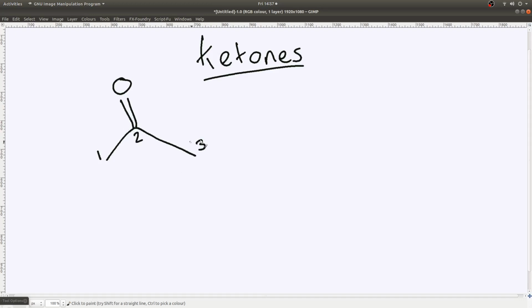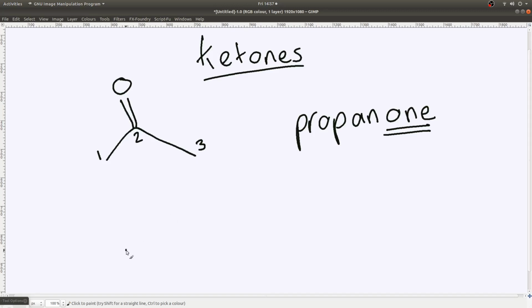We've got 3 carbons in the chain, so it's going to be prop for 3 carbons, propan, and then if it's a ketone, it's going to end -one: propanone. The -one at the end of the molecule indicates we've got a ketone. If it ended -al, propanal, that would indicate that the double bond to the oxygen was on the end carbon.